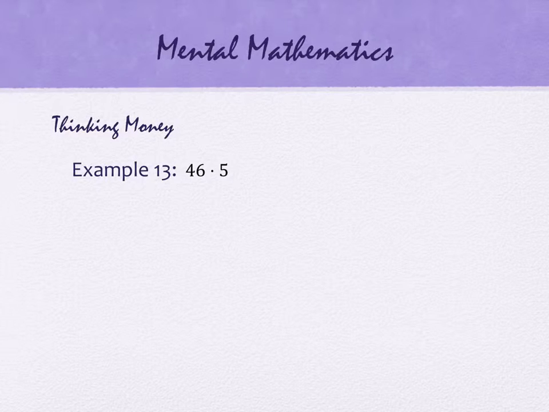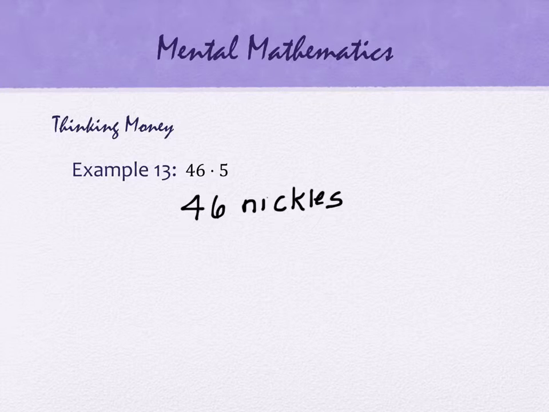So a dime is worth 10 cents. A nickel is worth 5 cents. It's a lot easier to multiply by 10 than by 5. Are you guys with me? It is. It's a lot easier to multiply by 10 than by 5. So one way to think about this 46 times 5 is to think of this as 46 nickels. I would prefer not to work with nickels. I would prefer to work with dimes. So if I have 46 nickels, how many dimes is that? It's 23 dimes.